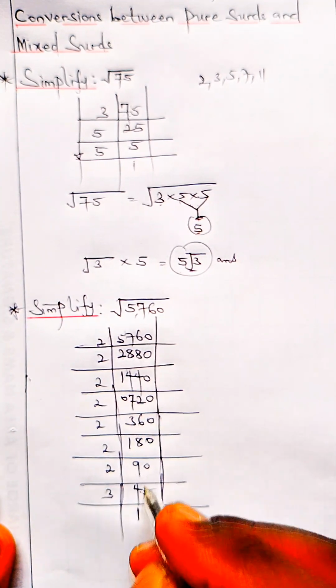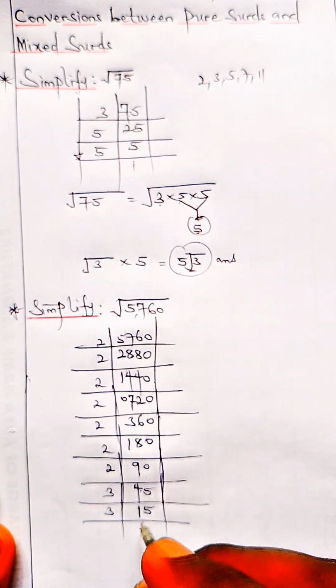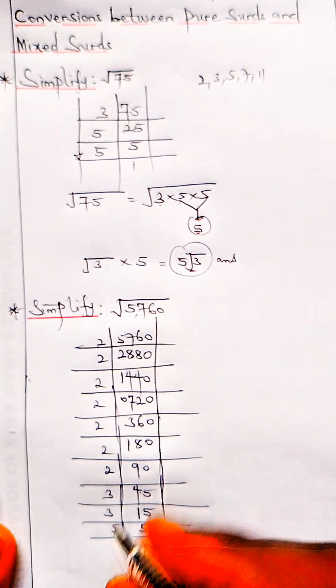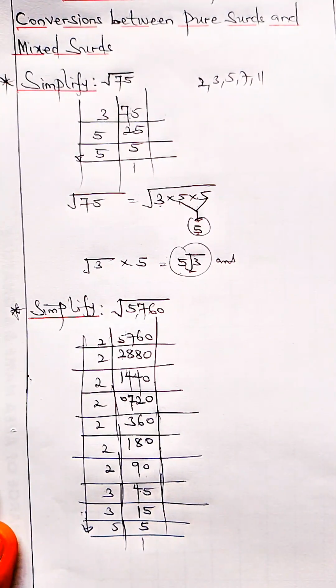So 3 in 4, 1, remainder 1. 3 in this is 5. 3 again. 3 in 5 is 5. 5 in 5 is 1. Wow, look at what we got. We've got something very big and long.